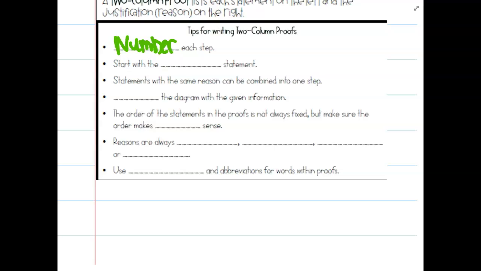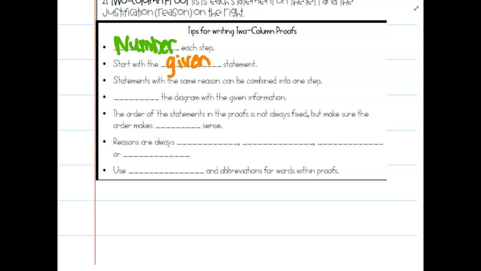You are always going to start with the given statement. I don't care if it's with UNO cards or if it's with an algebra problem or if it's with a geometry problem. You're always going to start with the given statement. We're going to see today that sometimes you have two statements, but they're going to have the same reason. You're going to say, okay, I can do this and I can also do this. It's all because of the same reason. You can put it in the same step. You don't have to come up with two separate steps that have the same reason. You can combine that in the same step.